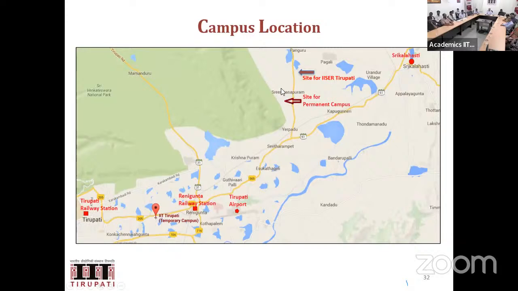So we are building our campus at Erpedu, on the road that goes from Tirupati to Kalahasti and then goes on to join the Grand Trunk Road between Chennai and Kolkata. That is at Naidupeta. We are just 14 kilometers from Renigunta Junction. And the airport is just 13 kilometers away. So that way we have extremely good connectivity.